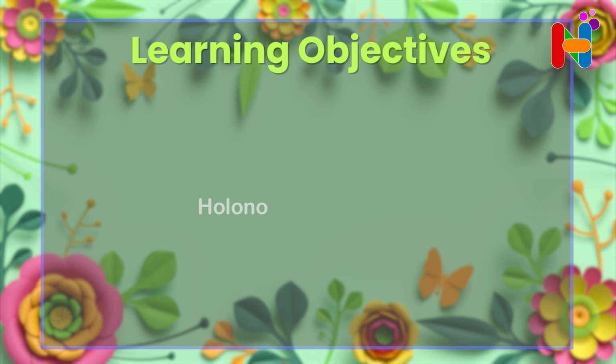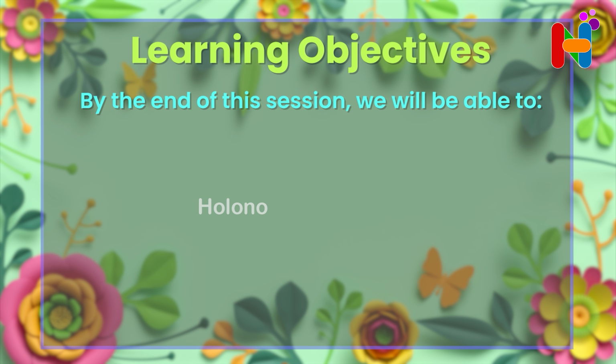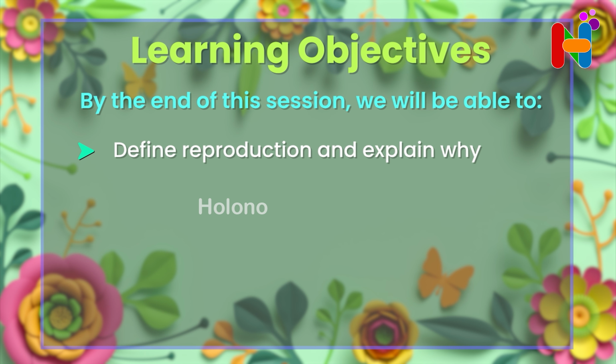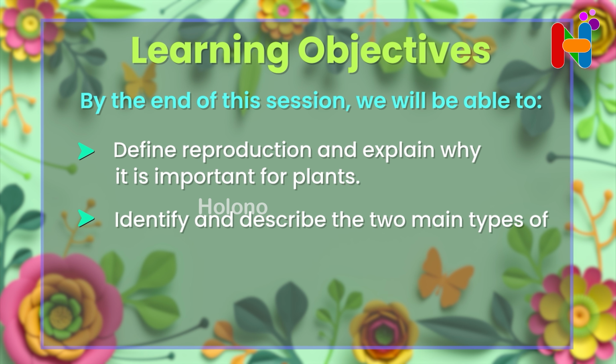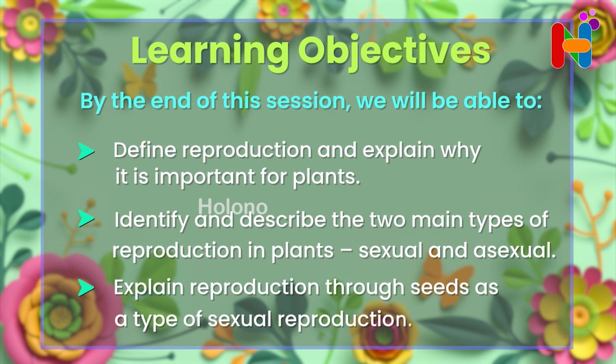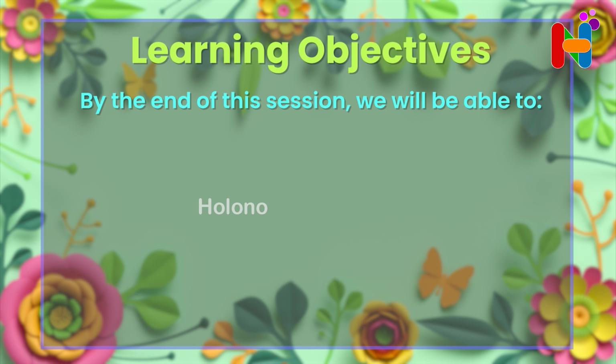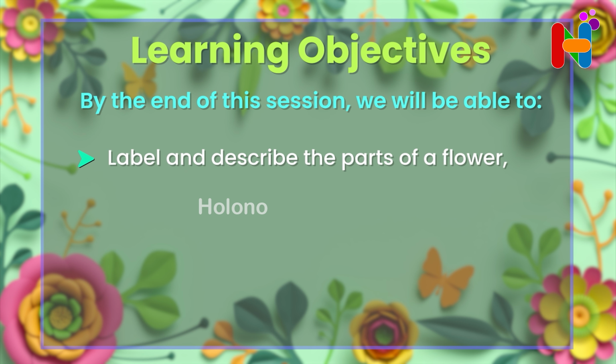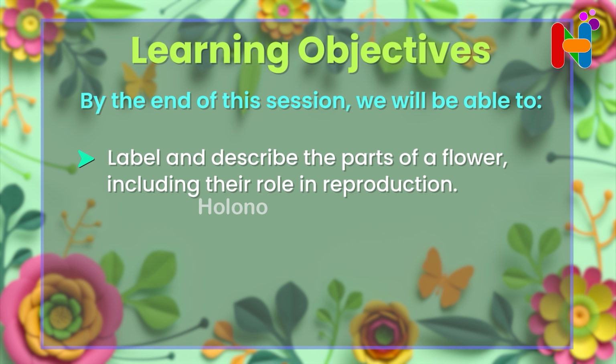Learning objectives. By the end of this session, we will be able to define reproduction and explain why it is important for plants. Identify and describe the two main types of reproduction in plants, sexual and asexual. Explain reproduction through seeds as a type of sexual reproduction. Label and describe the parts of a flower, including their role in reproduction.